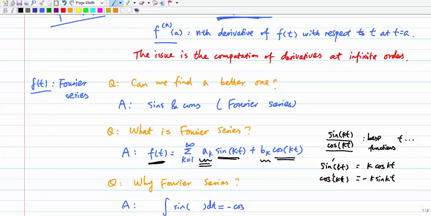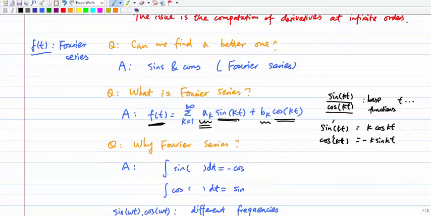There are also other properties called orthogonality properties, which means the integration from negative pi to pi of, for example, sin(kt) times cos(kt) dt will always give you 0. The orthogonality property will help us a lot when we compute all of this. That's why there are a lot of benefits to using the Fourier series.